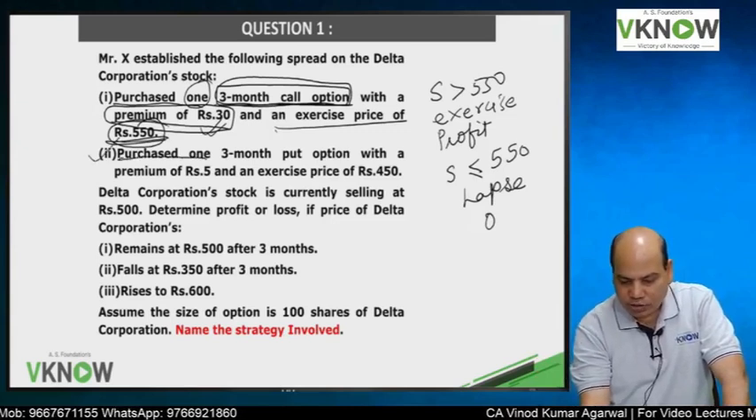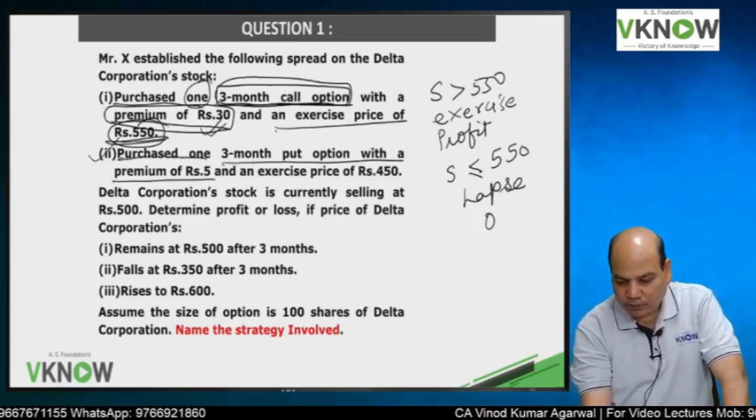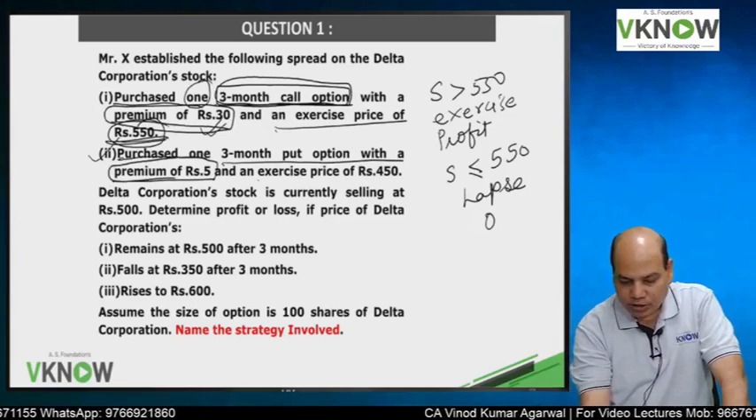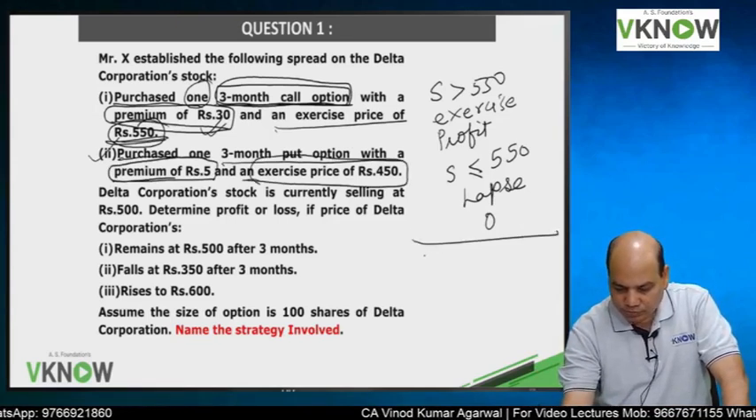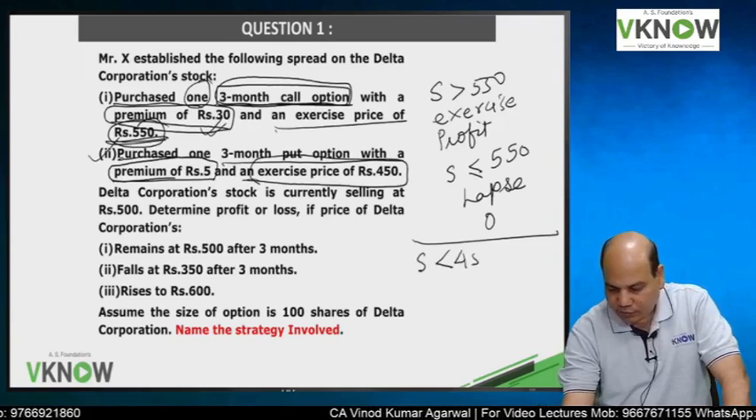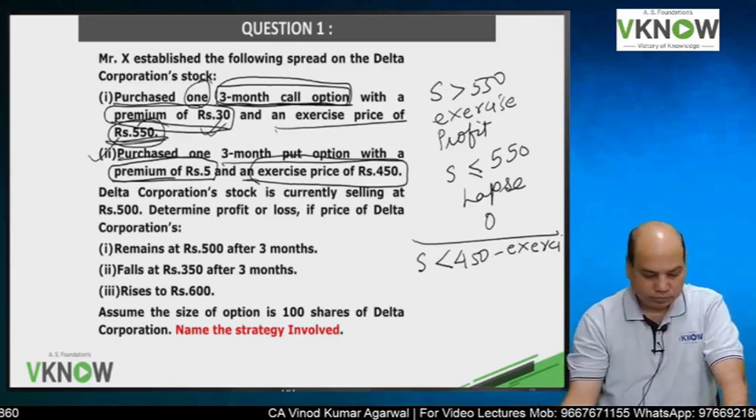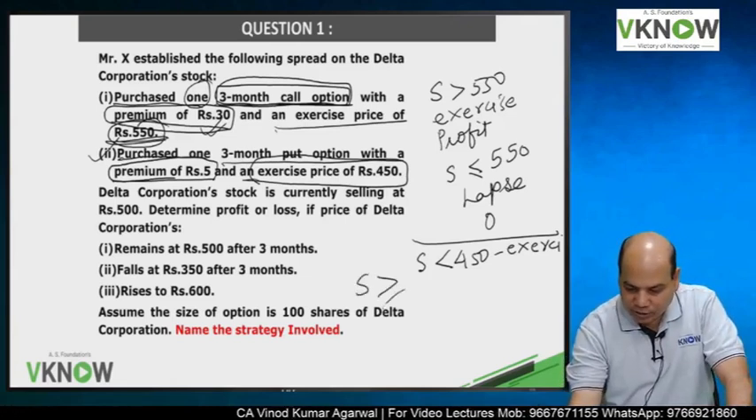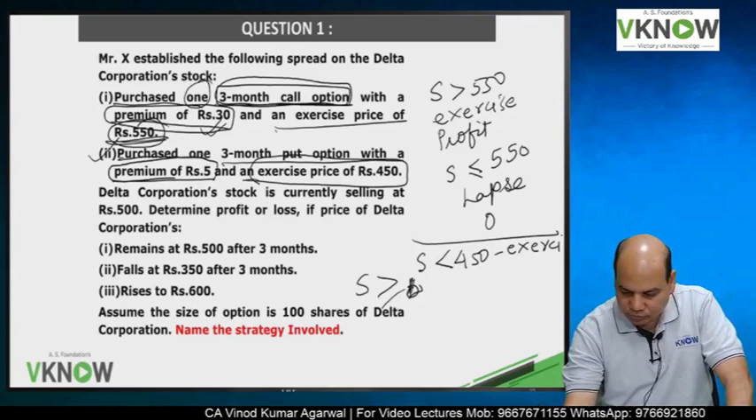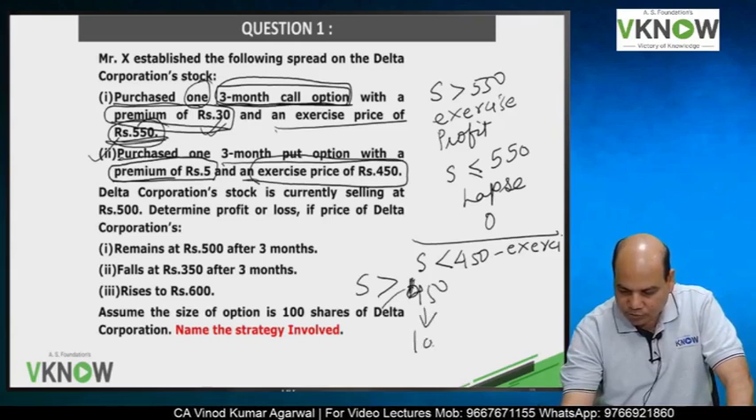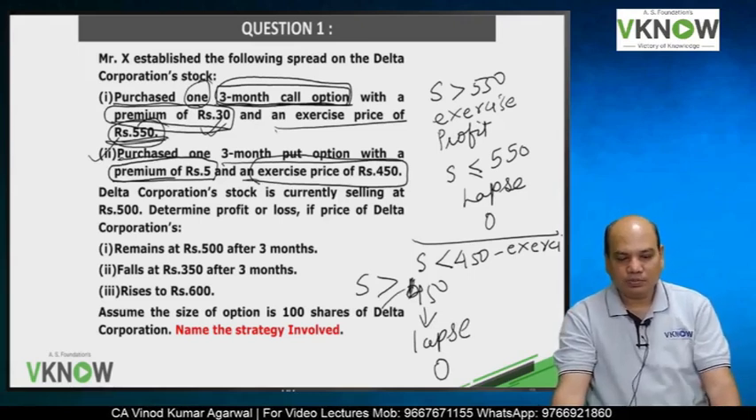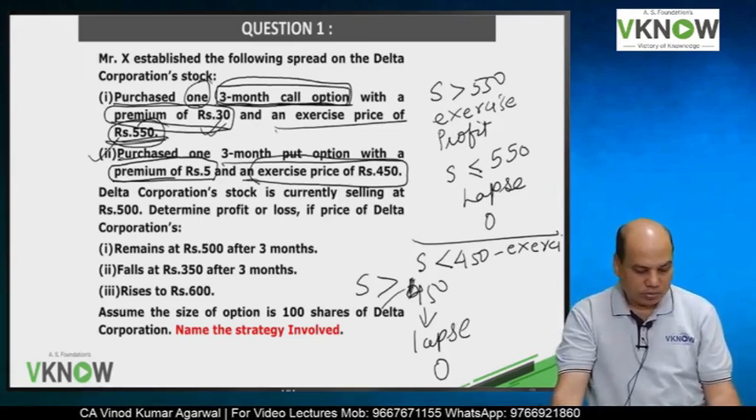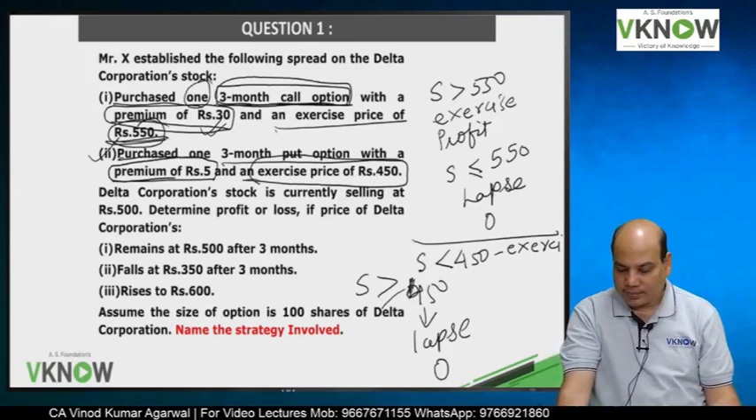Second, purchased one 3-month put option with a premium of 5. Premium you have to pay at the beginning and exercise price of 450. In case of put option, if share price is less than 450, you will exercise the option. If share price is greater than or equal to 450, option will lapse and the value of the option will be 0. The basic thing you have understood.